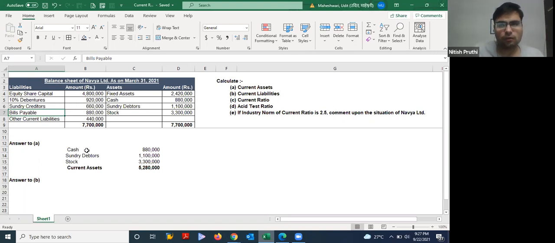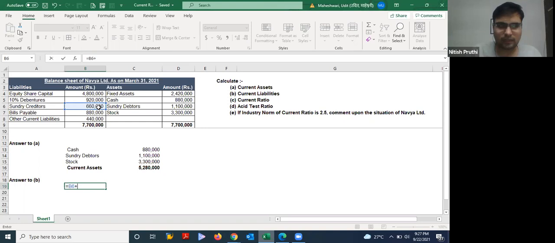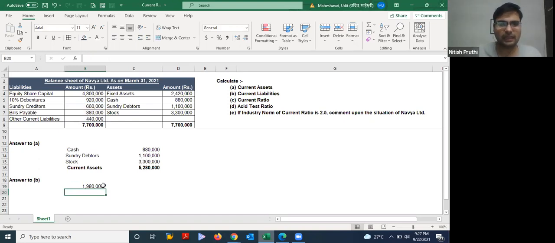Now, similar to what I mentioned in current assets, if it comes as a short question or MCQ one, you just have to add these three line items and select the most appropriate answer given in the question. So we have current liabilities of 19,80,000.